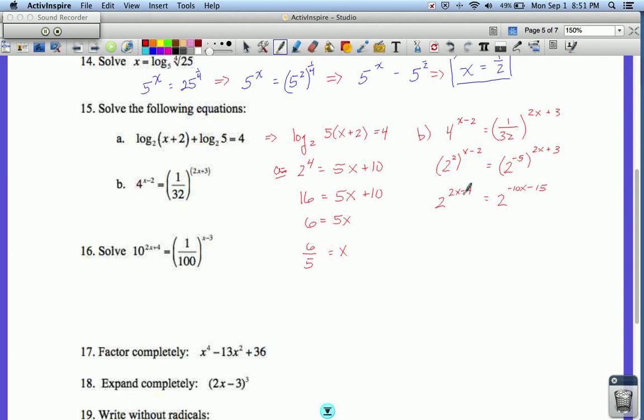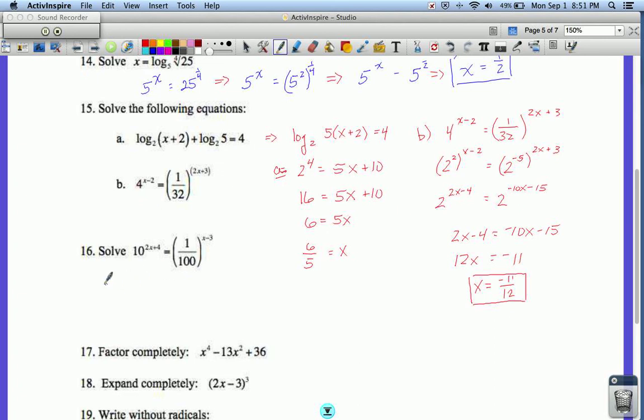So now 2 to some power equals 2 to some power. Well, we know those powers must be the same. 2x minus 4 equals negative 10x minus 15. Add 10x, we get 12x. Add 4, we get negative 11. So x is negative 11 over 12. And that was B. On to number 16.